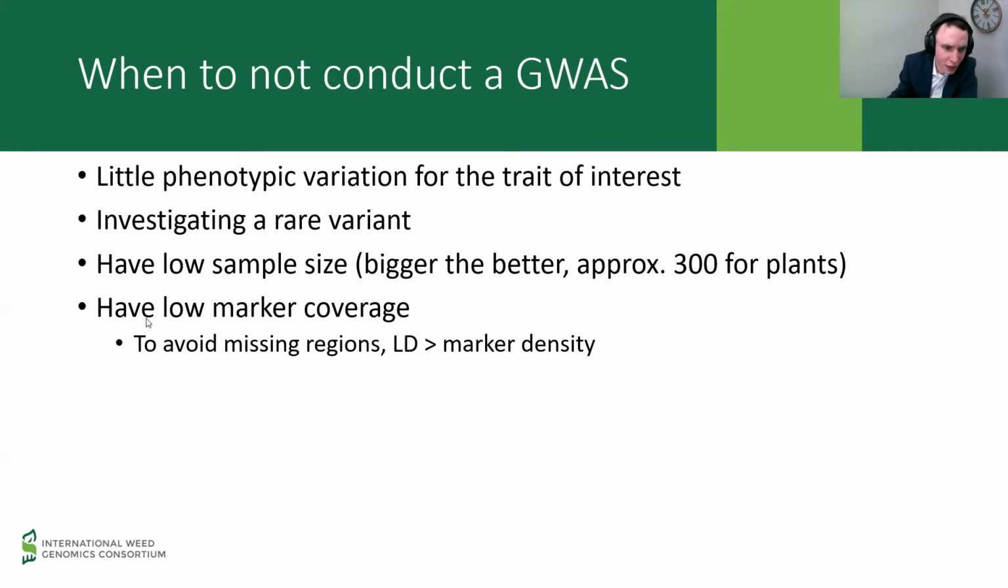So you typically need to use a higher density sequencing approach compared to something like a linkage map, where you have your recombination events, where you have larger linkage blocks.